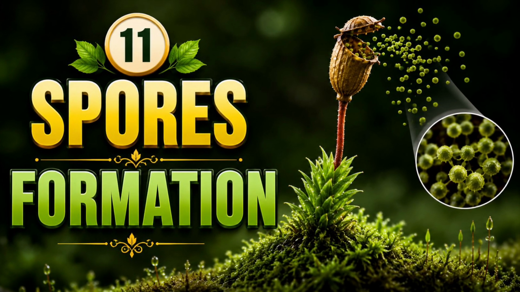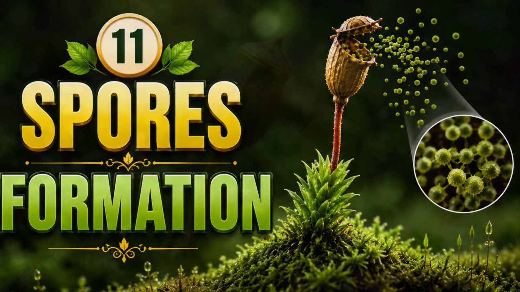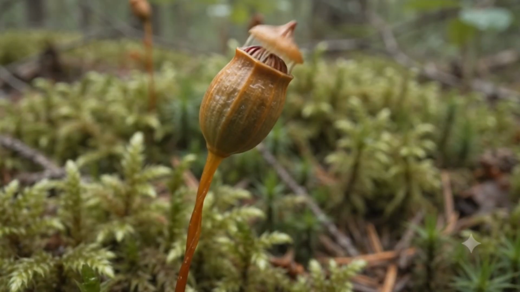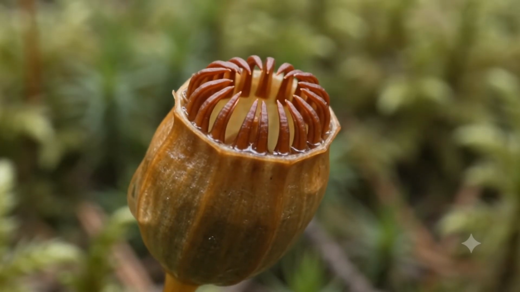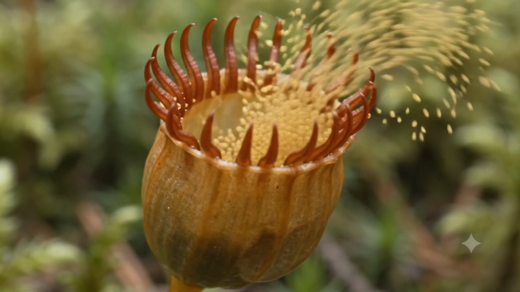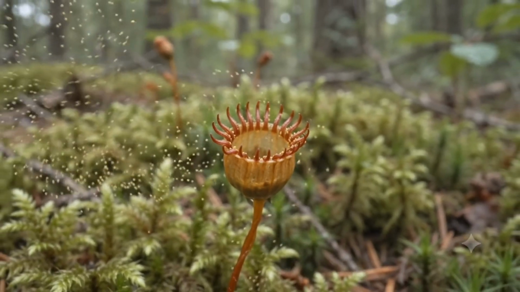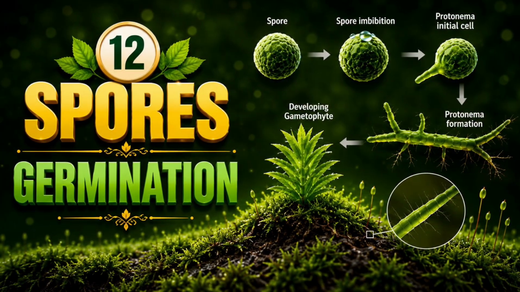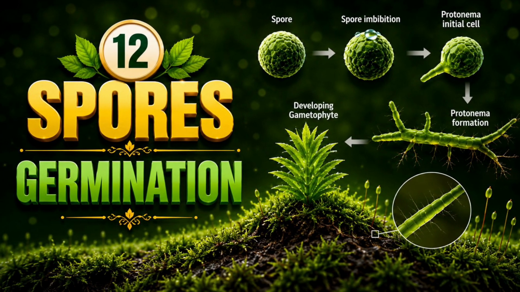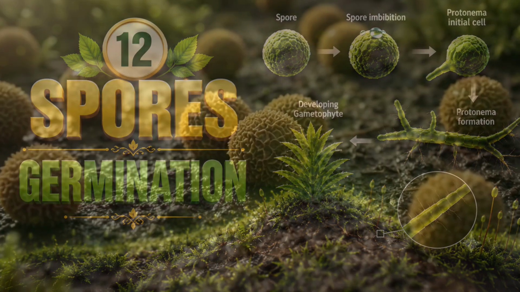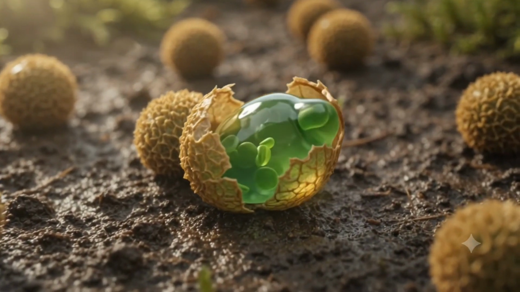11. Spore formation. Some specialized cells within the sporophyte, spore mother cells, undergo reduction division, meiosis, to produce haploid spores. 12. Germination. These haploid spores are released and germinate to produce a new haploid gametophyte, completing the cycle.